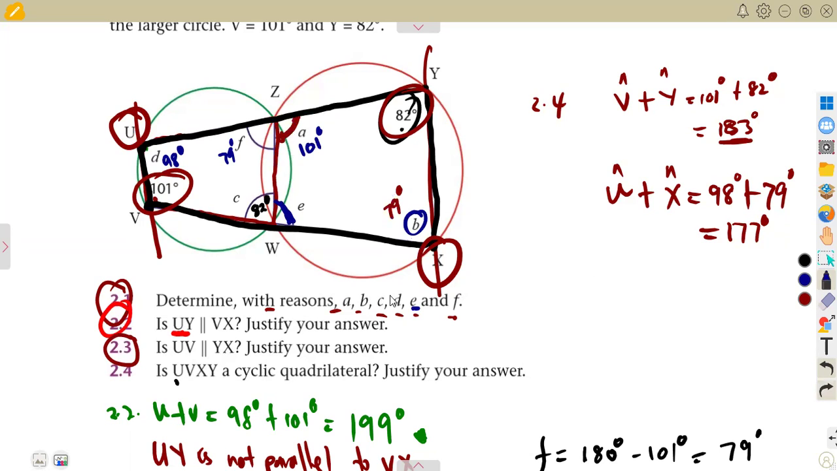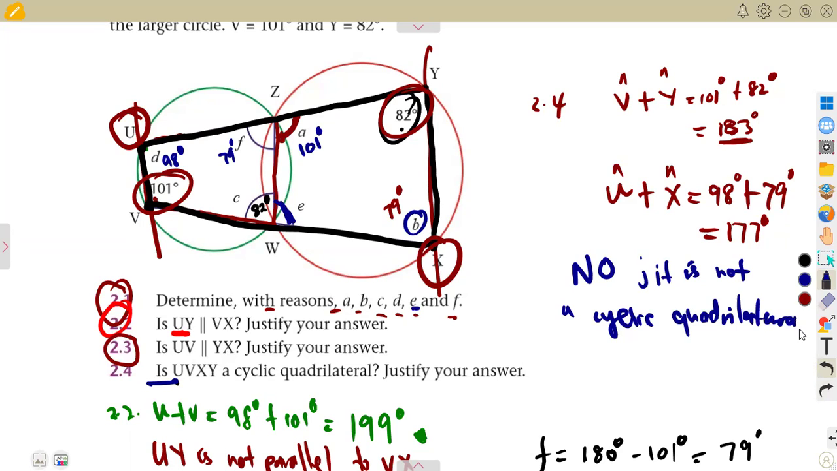So the question is, is it a cyclic quadrilateral? No, it's not. It is not a cyclic quadrilateral. So the reason is that opposite angles, they are not supplementary.